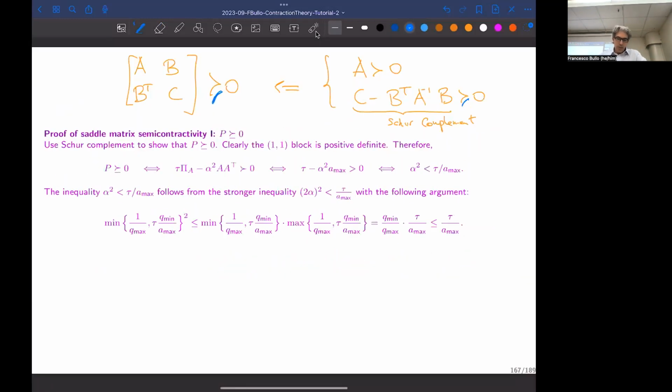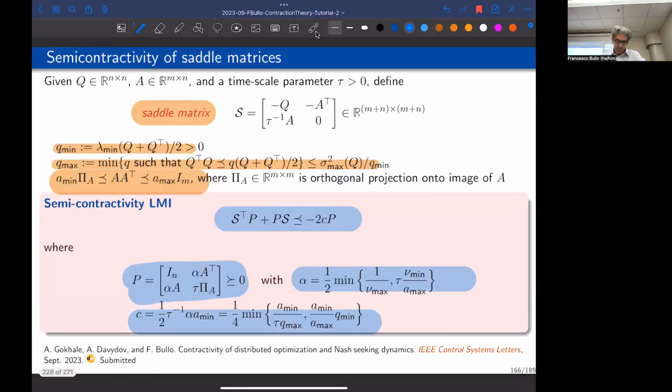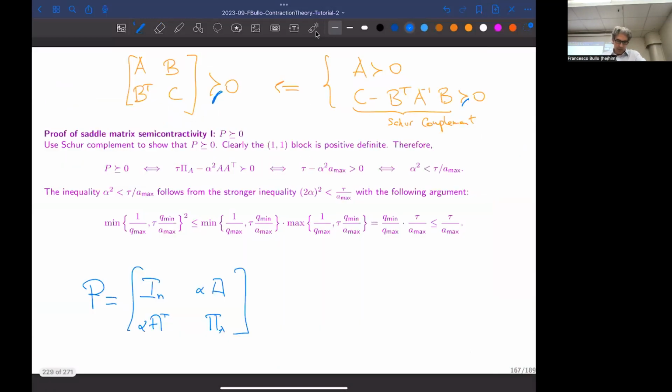Now, if you go back to our P matrix, if memory serves me right, I put an identity here, I put alpha A transpose, and then I put a pi A there. Let me check before I make a mistake. Yeah, and let's just play with tau equal to 1. So if you see tau, just set it equal to 1, don't worry about it. And I did make a mistake. The transpose is here.